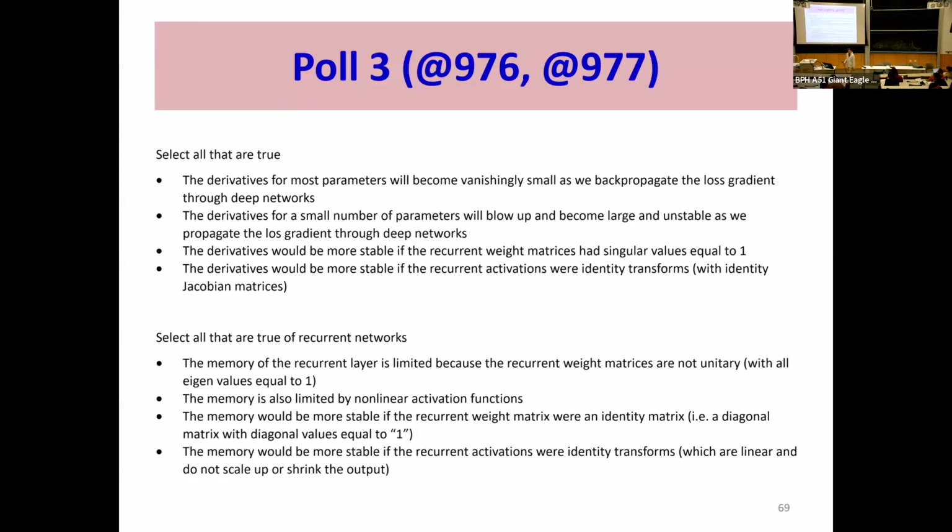Also true. Right. So basically, the derivatives for most parameters become vanishingly small as we backpropagate the loss gradient. And for a small number of parameters, it could blow up. The derivatives would be more stable if the recurrent weights had all singular values equal to 1, right? They would also be more stable if the recurrent activations were identity transforms and didn't have this habit of shrinking the gradient as it passed through the Jacobian, right?